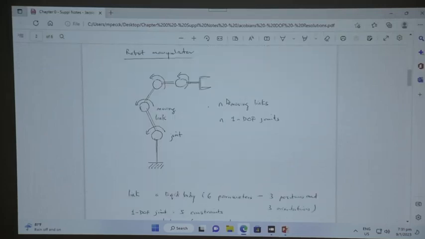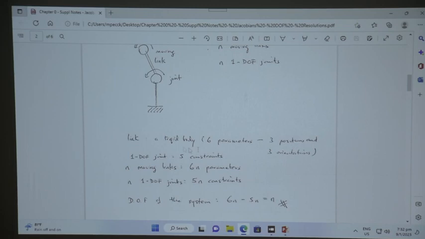So, a recap on degrees of freedom as well as the resolution. When we look at a robot manipulator, this is one way of depicting it. You have the base, you have the joints, and then you have the moving links that go between them. In this case, you have M moving links and M one-degree-of-freedom joints. I mentioned that every joint is either rotational or translational. A rotational joint is 1 degree of freedom, and a translational joint is 1 degree of freedom.